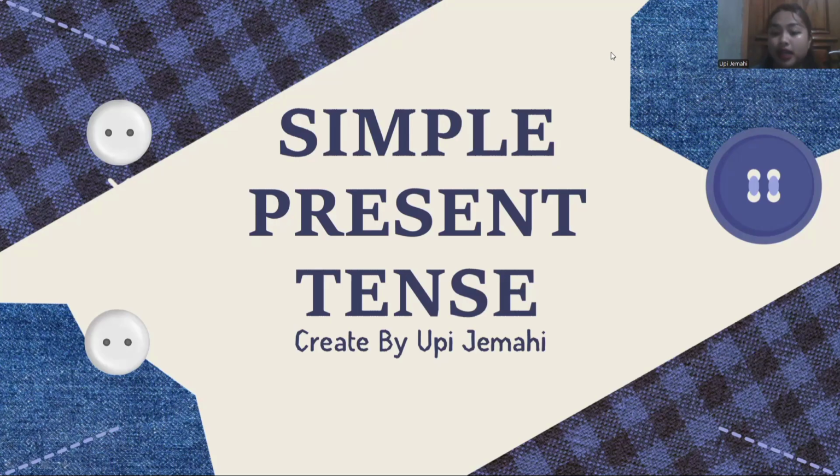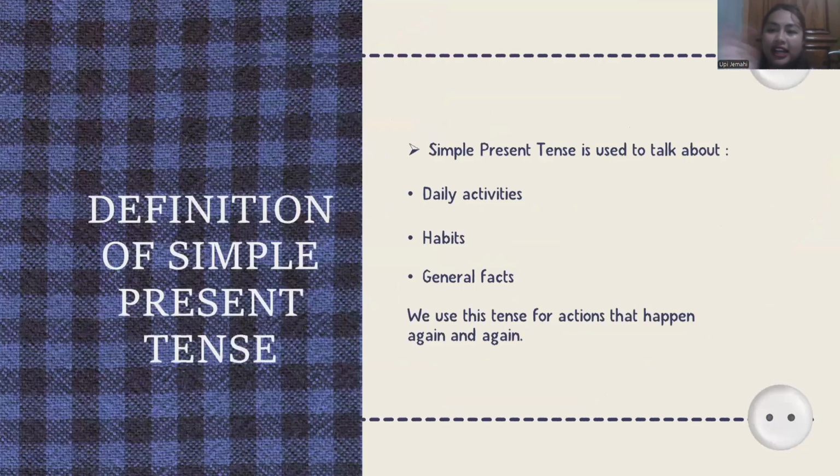I want to explain about the simple present tense today. Okay, guys, now let's move to the definition of the simple present tense. Simple present tense is used for talking about daily activities, our habits, and general facts. We use this tense for actions that happen again and again.